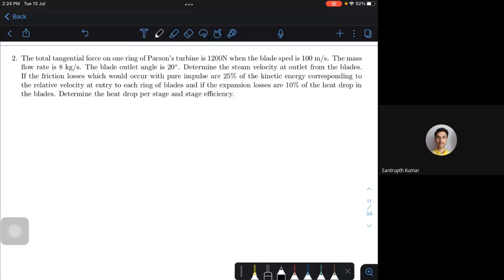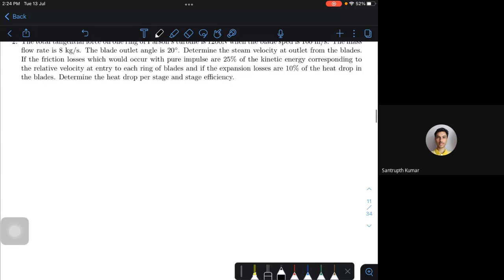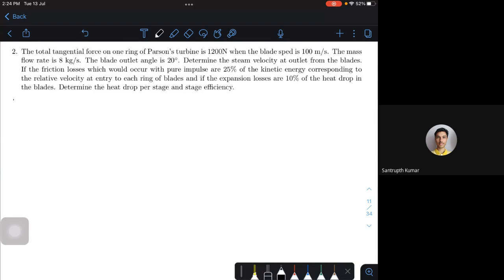So let's write what is given. Data and solution. They are given the tangential force, 1200 newtons. They are given the blade speed u equal to 100 meters per second. They are given the mass flow rate, which is 8 kg per second, and the blade outlet angle, beta 2, which is equal to 20 degrees, which is also equal to alpha 1.